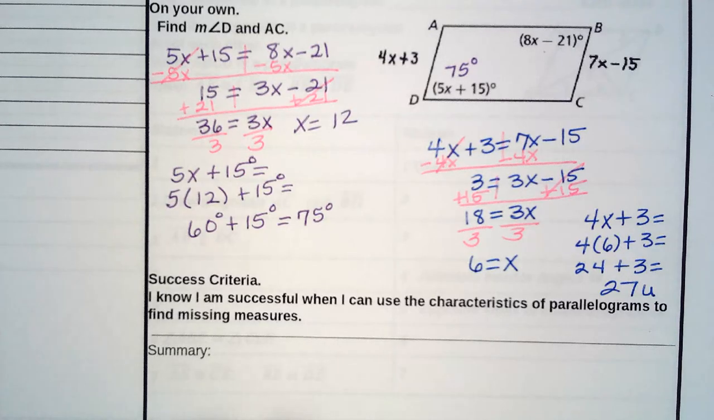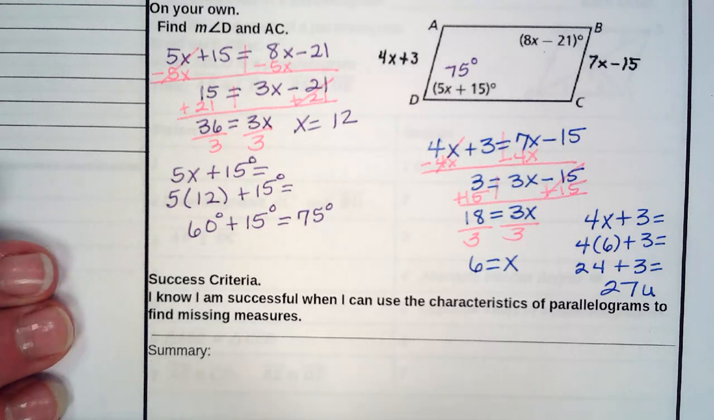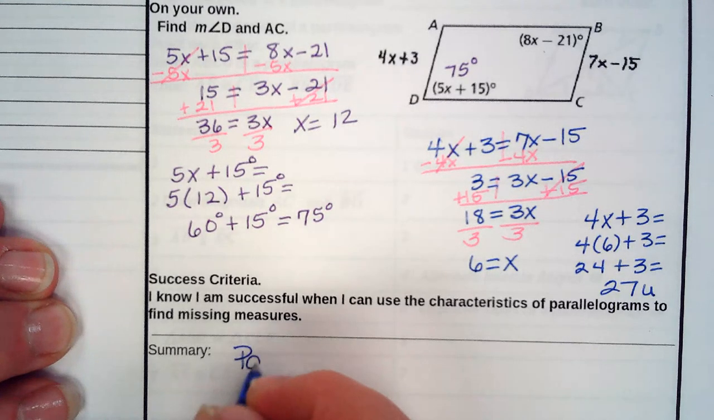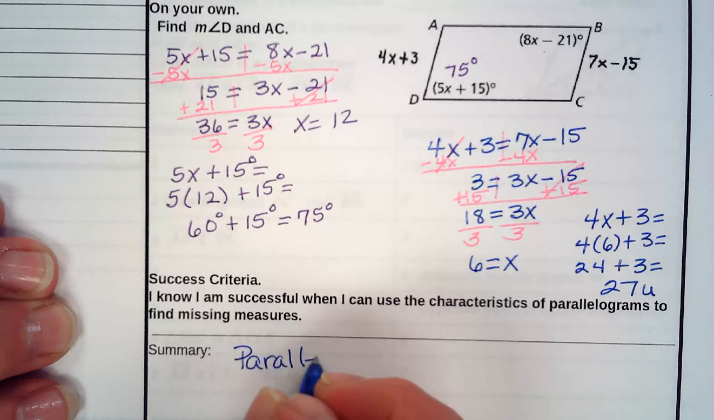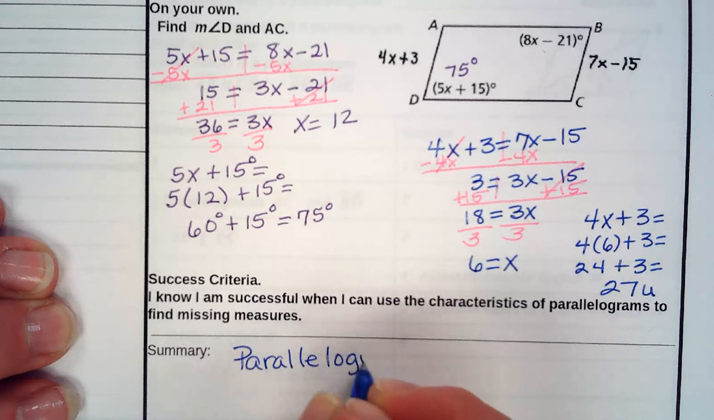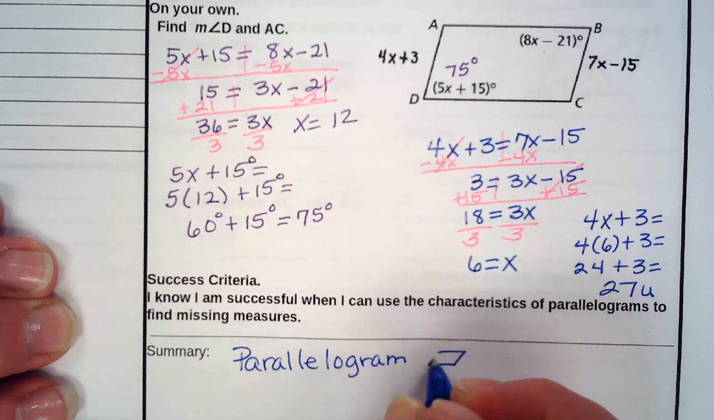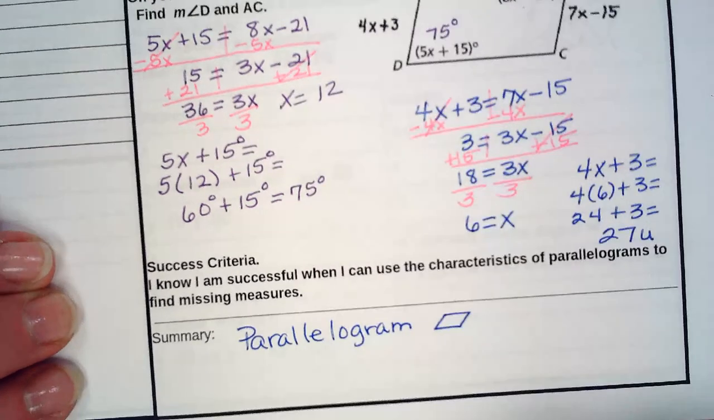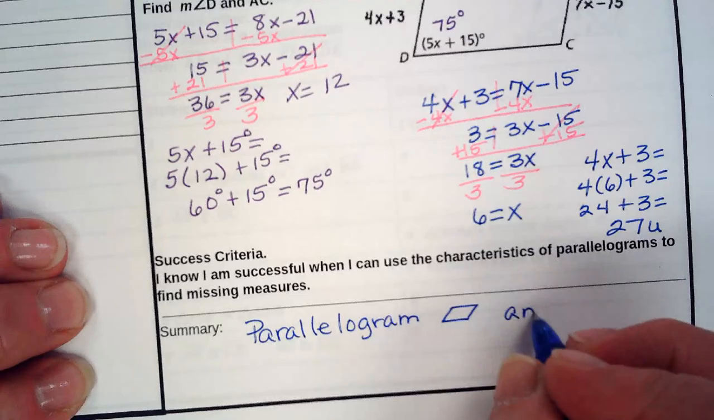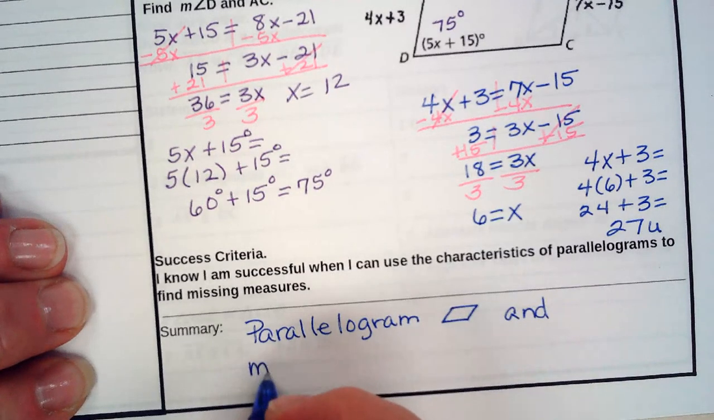So how do you know when you're successful? When you can use the characteristics of parallelograms to find missing measures. Parallelograms. Remember, it is that parallelogram symbol and missing measures.